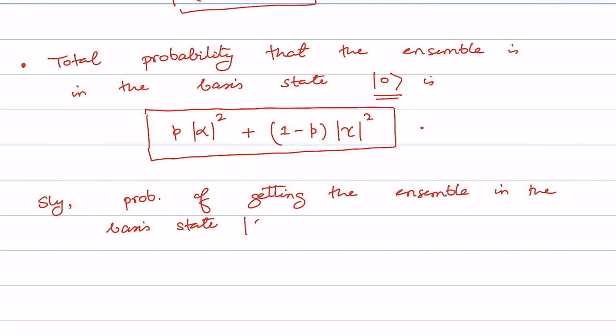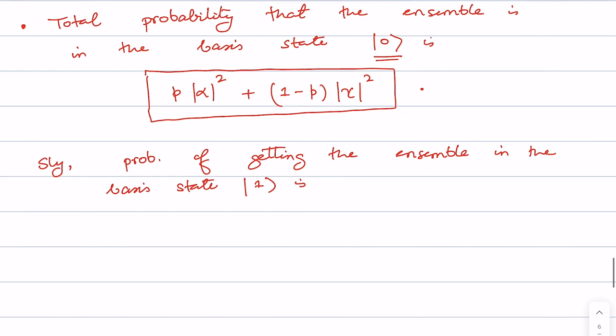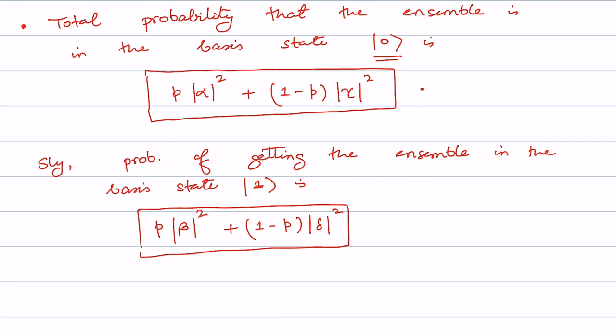is as follows. Now again you look at it, for ket 1, suppose you pick up ket psi, then the probability is p, and then if you make a quantum measurement on psi, the probability of getting the state ket 1 would be mod beta square, right? On the other hand, if you have picked up the ket phi state, then the classical probability of selecting that is 1 minus p, and then the quantum measurement is going to give you mod delta square. So this is what it is, right? It's simple. This is what we talk about when we are dealing with a mixed state of this nature.